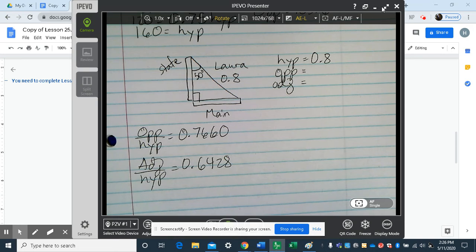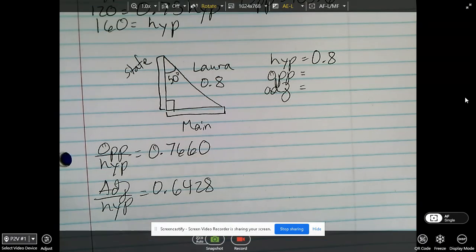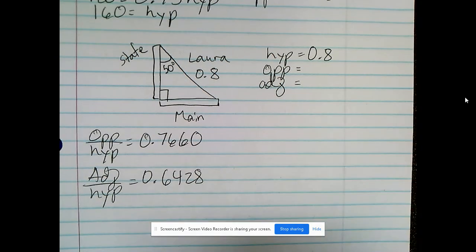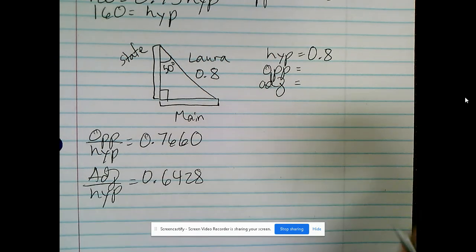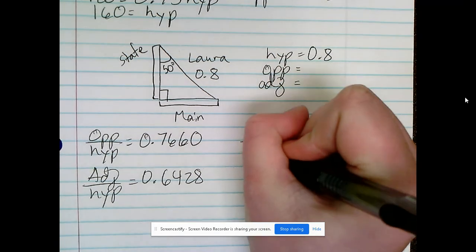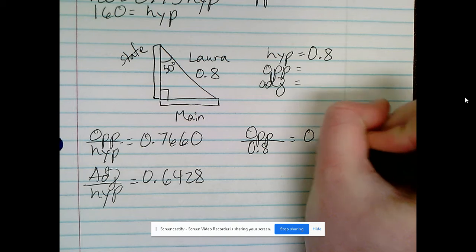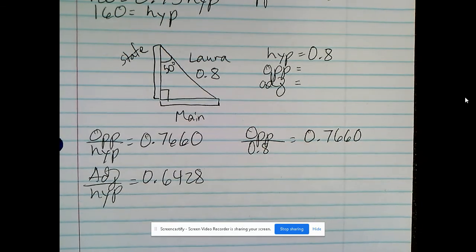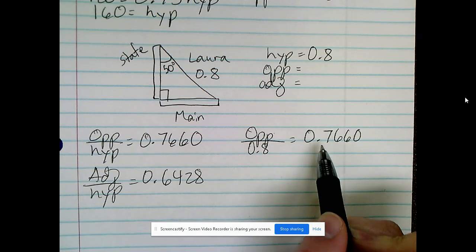we're going to come back over here and apply what we know. So we know our hypotenuse. Let's start with our opposite. It's going to be our opposite over 0.8 equals 0.7660. Our opposite divided by this is going to equal this number.